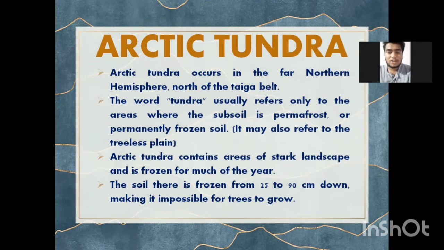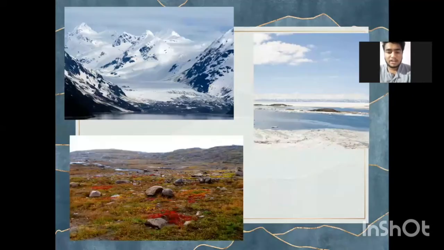The word tundra actually refers only to the areas where the subsoil is permafrost, which means the land is maintained under 0 degree temperature for more than 2 to 3 years, or is permanently frozen soil. It may also refer to the treeless plain. Arctic tundra contains areas of stark landscape and is frozen for much of the year. The soil there is frozen from 25 to 90 centimeters down, making it impossible for trees to grow. You can see the photos of Arctic tundra.